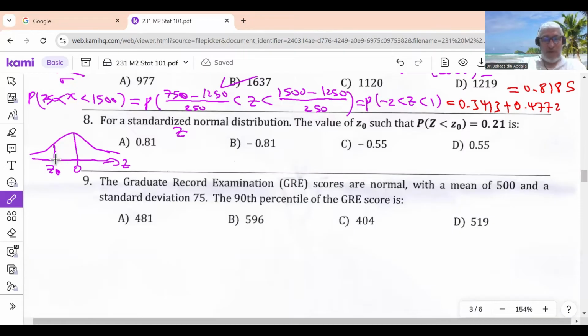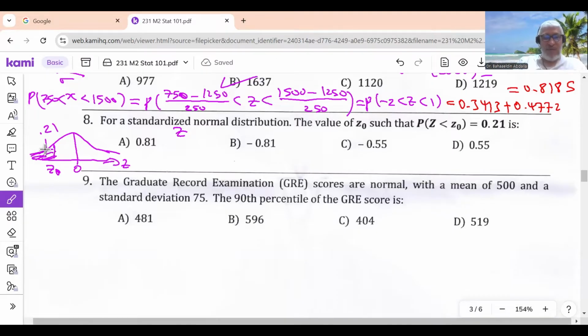So to the left of 0, this area could be 0.21, because the total area here is 0.5. Good. So you understand from here that Z0 is a negative number, so the answer cannot be A or D. Okay. Now how to find Z0?